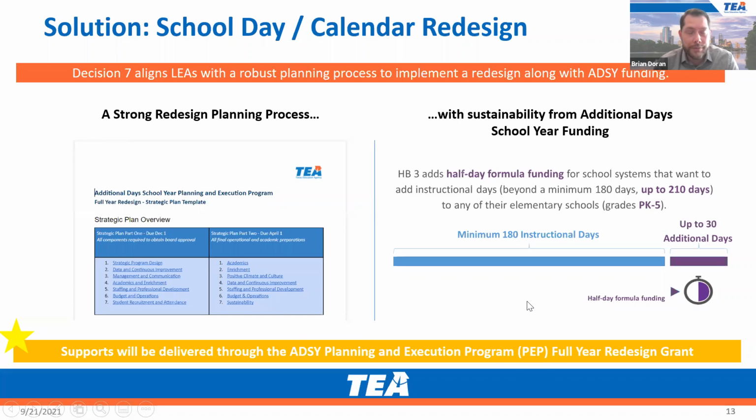And so let me pause here real quick. Decision 7 says school day/calendar redesign. We are going to use this interchangeably with Adzy PEP full year redesign grant. And so if I slip and sometimes say full year redesign, I mean Decision 7. If I say Decision 7, I also mean full year redesign for Adzy PEP.